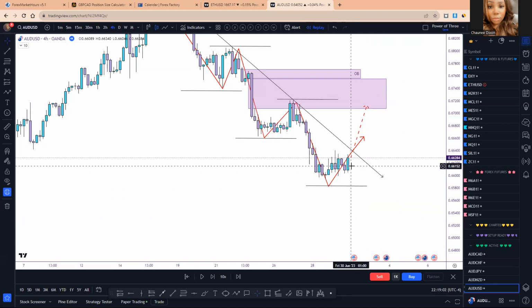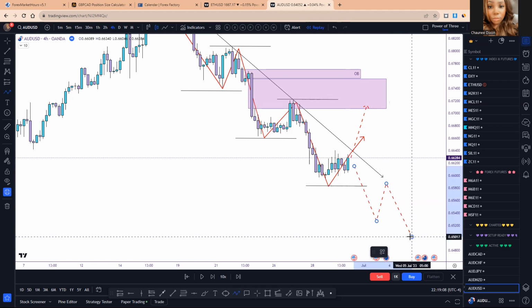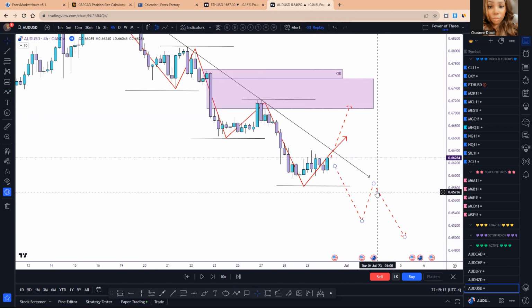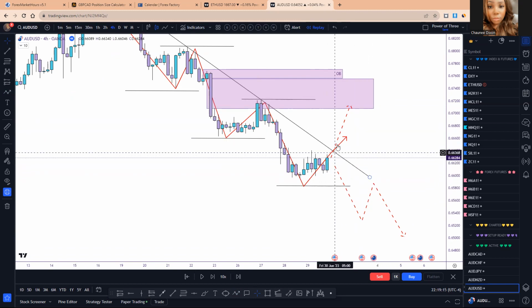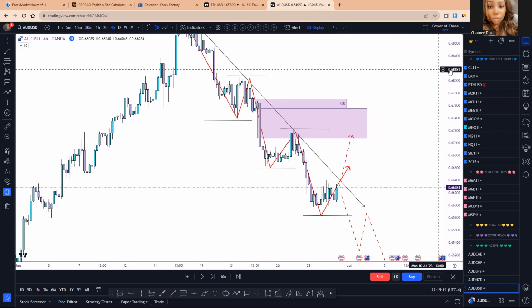Or it can just continue to push down, because we can't predict price. Price tells us what it wants to do. We just follow price. So you can do that and then just watch price and see what it is going to do. We don't know the answer yet. We have to wait till price starts doing what it wants to do to show us. So that is the whole point of marking up a chart.